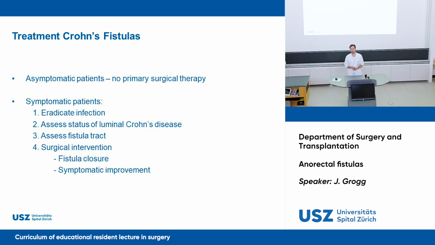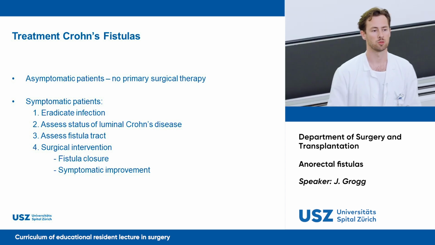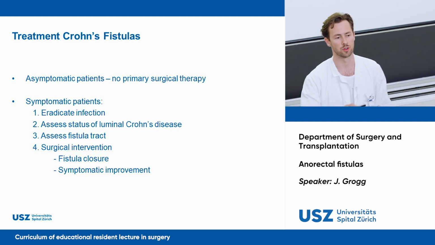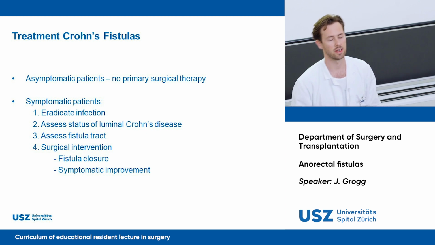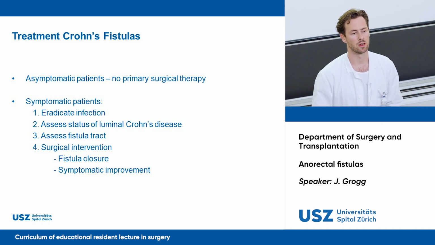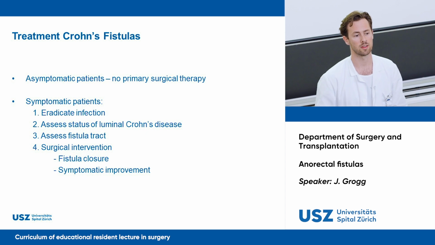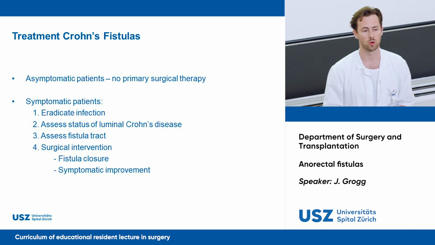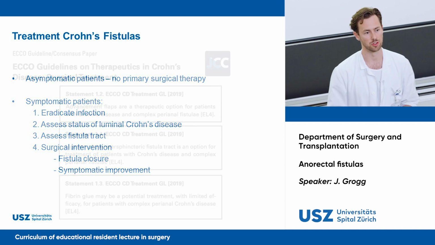The treatment of the anal fistula, since it's of another etiology, is also more complex, often multi-interdisciplinary. Generally, the guidelines state that asymptomatic patients should not primarily undergo surgical therapy. And when the patients get symptomatic, there's a certain sequence. First, you have to eradicate the acute infection with antibiotics and maybe with placing a seton. The status of the luminal Crohn's disease has to be assessed and improved. The fistula anatomy has to be assessed carefully, and with that, the optimal surgical treatment has to be chosen. Also, with these patients, fistula closure is not always the ultimate goal. Symptomatic improvement can also be the goal of the treatment.